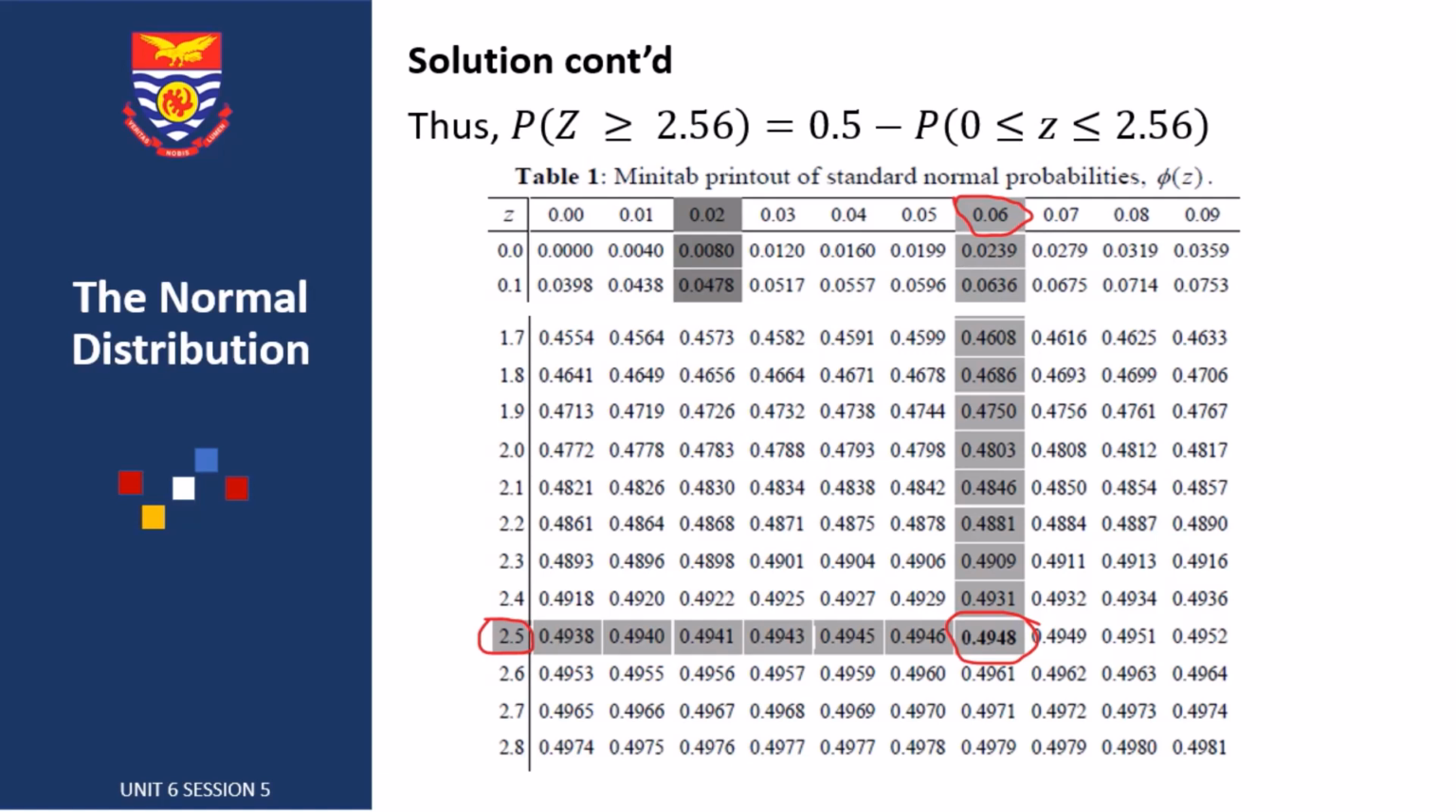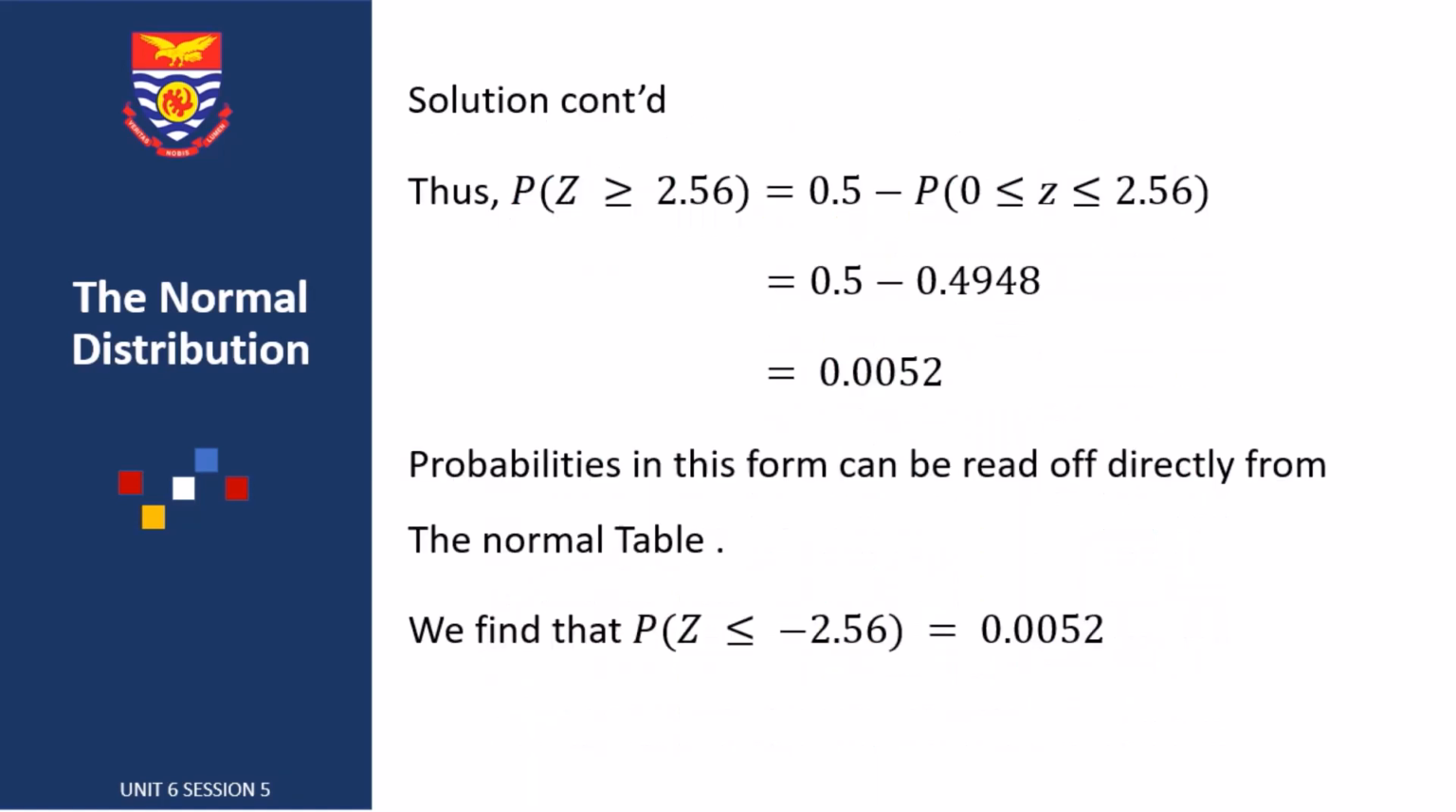We're going to have 0.5 minus 0.4948. So the value will now be 0.0052. So the probability in this form can be read off directly from the normal table. So simple. So the original question, the probability of z less than or equal to minus 2.56, will now be equal to 0.0052 as our solution.